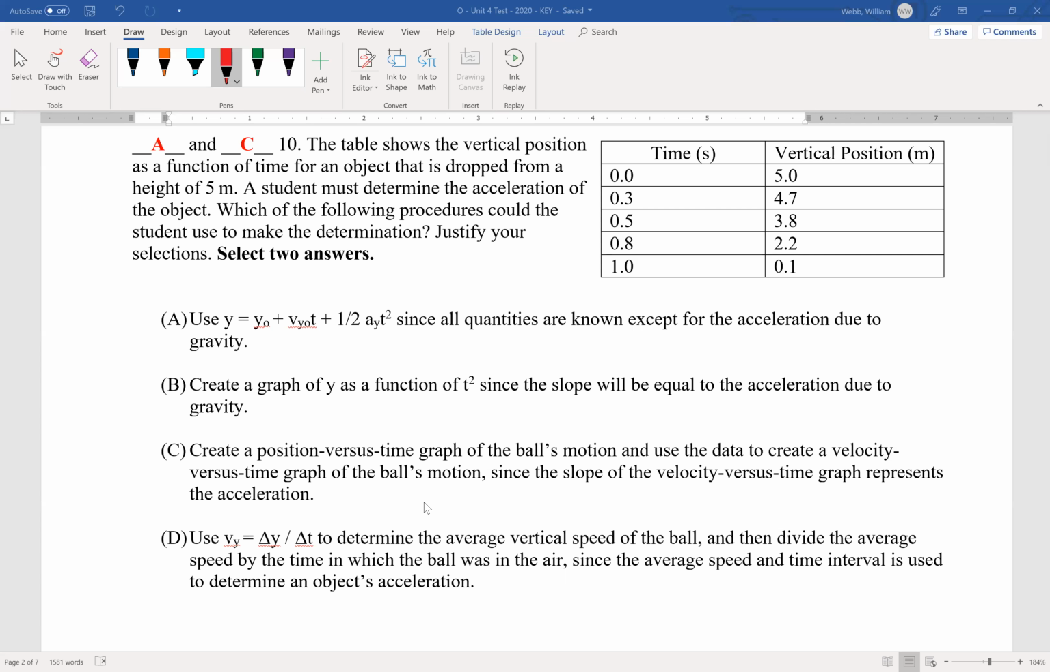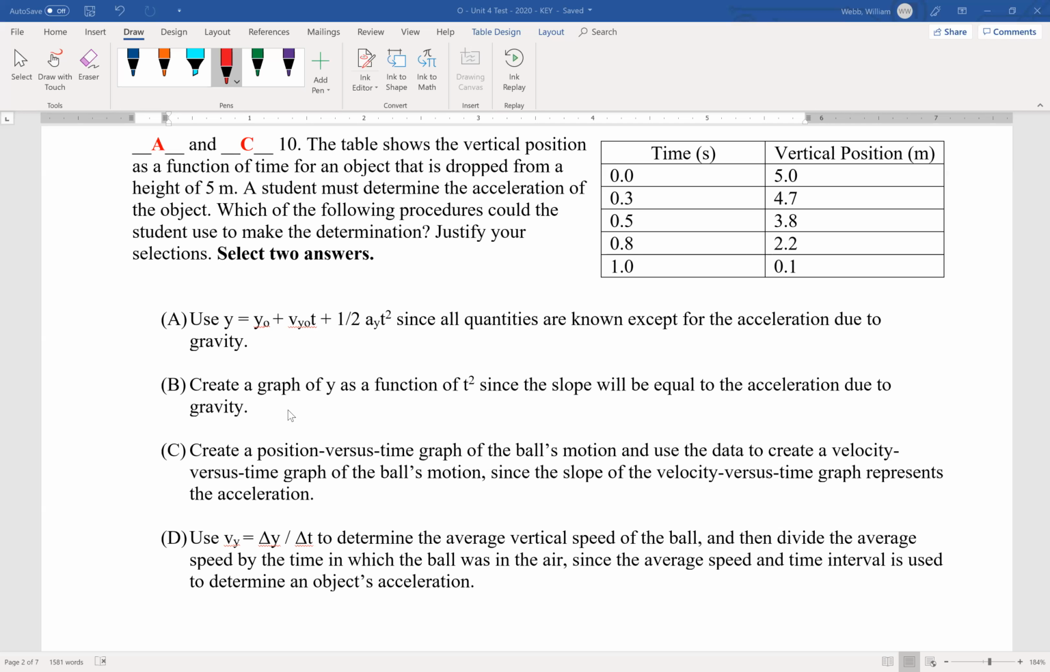So we do know everything. We can look at the graph. We know final position. We know initial position. We know the time. And so we know the initial velocity because it says it was dropped. So its initial vertical velocity would be 0. So we do know everything except for A. That does work. The method works and the rationale for why it works fits.